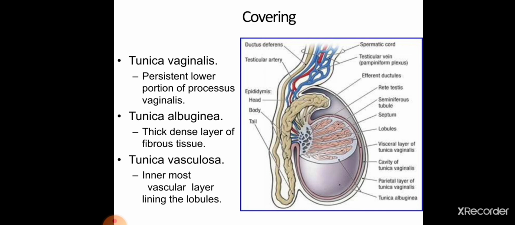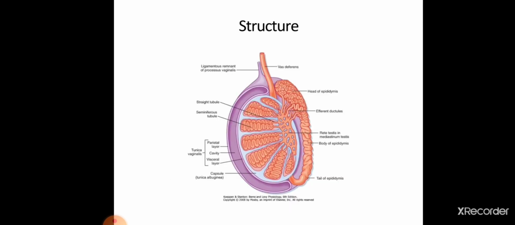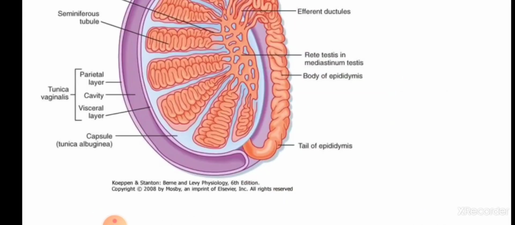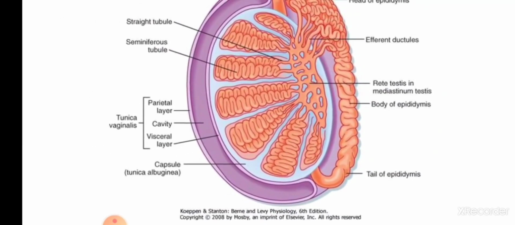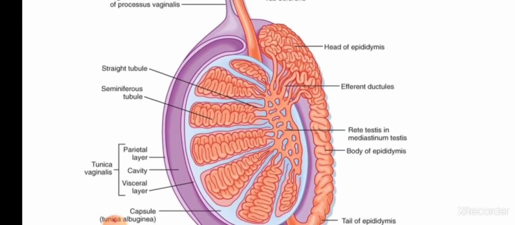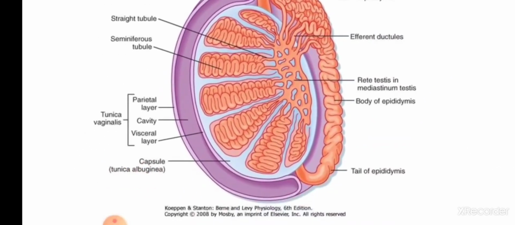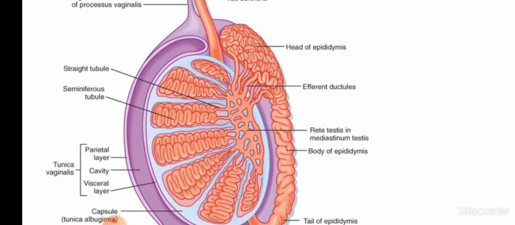Now the coverings of the testes include tunica vaginalis, which is the persistent lower portion of the processus vaginalis. Tunica albuginea is a thick, dense layer of fibrous tissue. And then innermost is the tunica vasculosa, which is the vascular layer. So here we can see the different layers, the tunica vaginalis, tunica albuginea. These are the different layers of the testis.